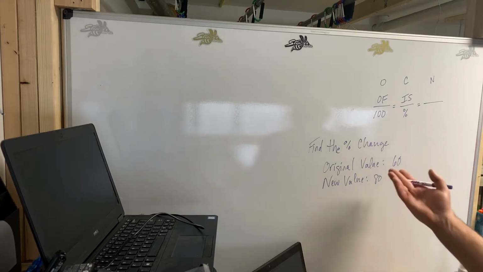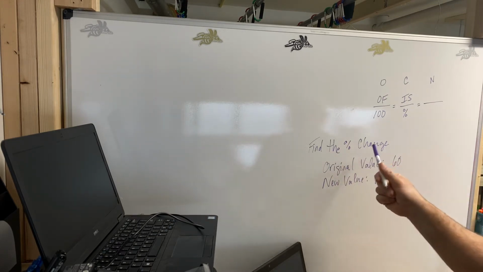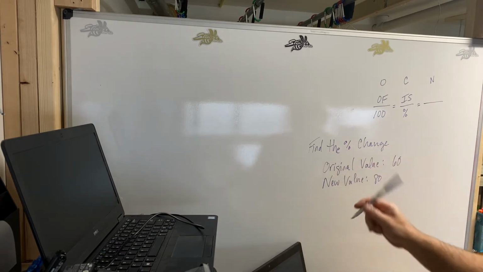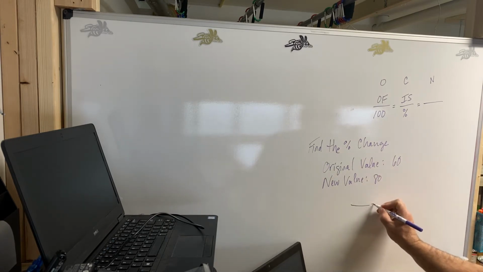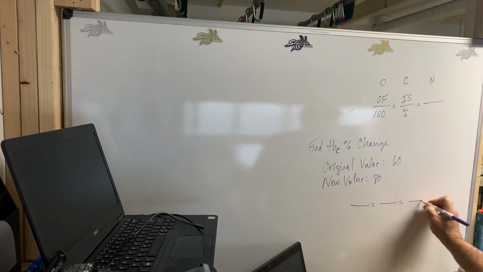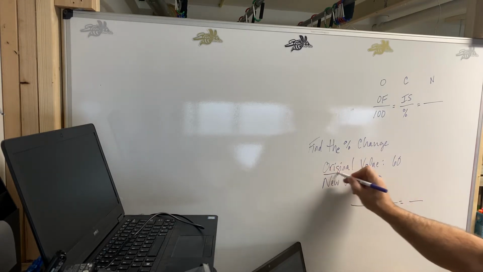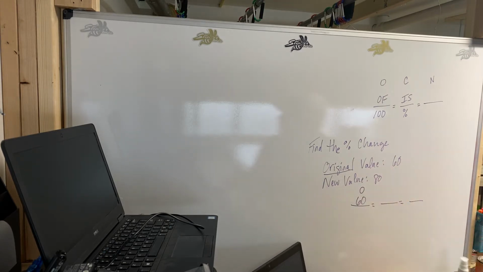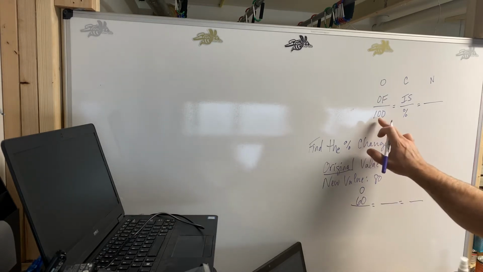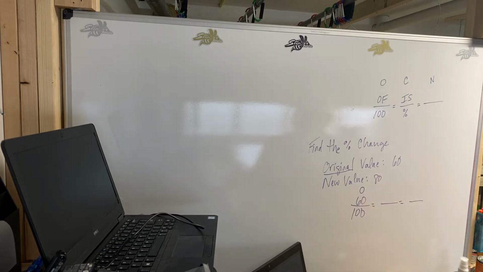So let's take a look at this first one here. It says find the percent change. Original value is 60. So let's try our first 3-line method. We have our O, original, 60. So you just put that right there. What's always, always, always in the proportion? 100. So 100% goes right there.